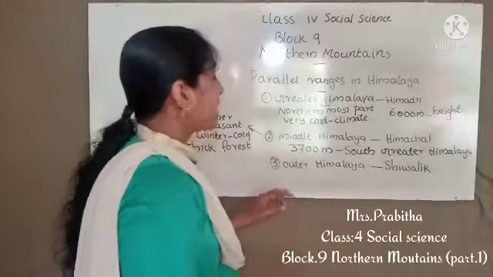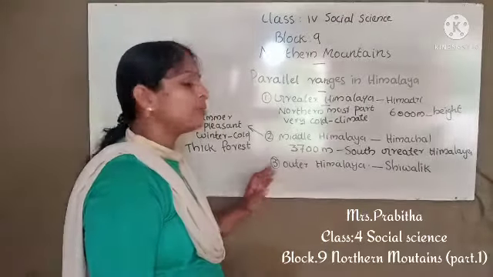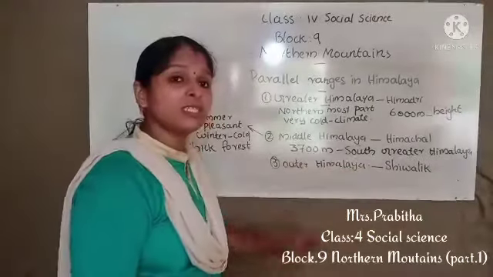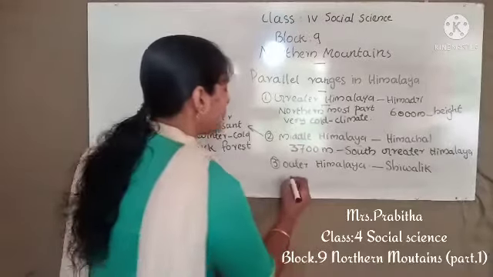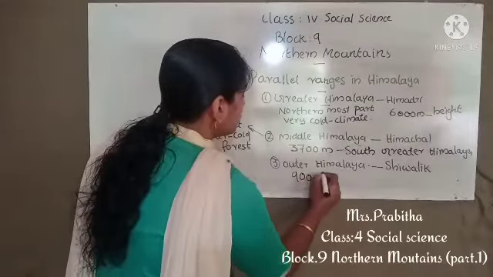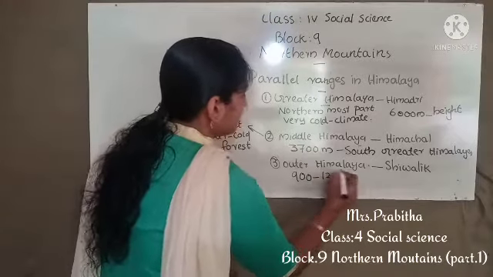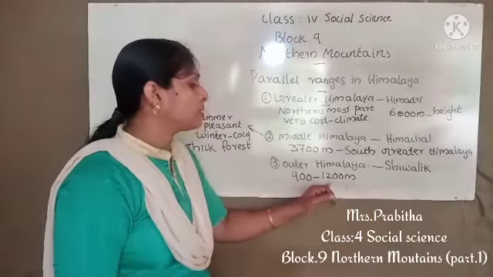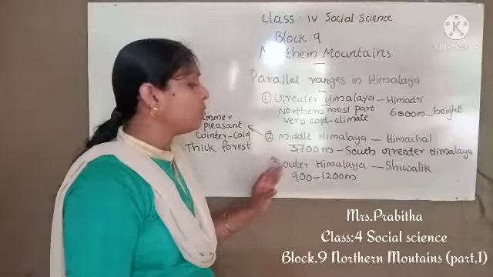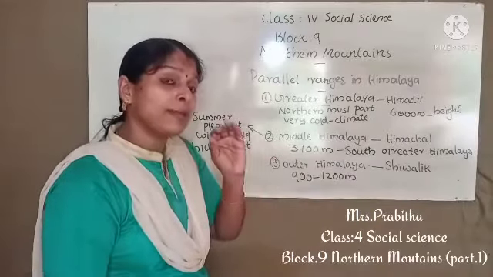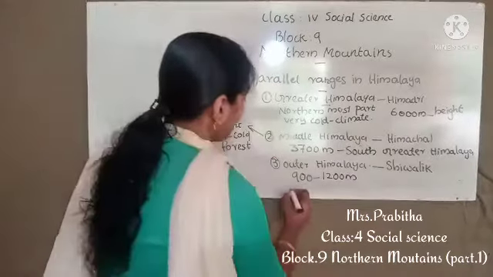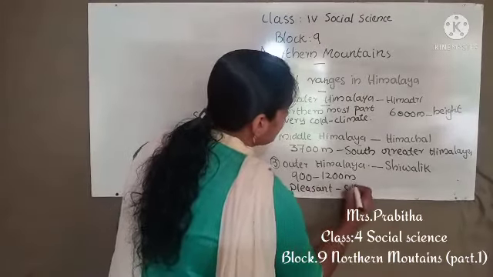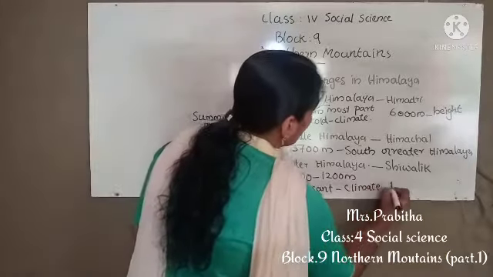Next one is Outer Himalaya, the next parallel range of Himalaya. Outer Himalayas are also called Shivalik. The average height of Outer Himalaya is 900 to 1,200 meter. And how will be the climate here? The climate is pleasant throughout the year.